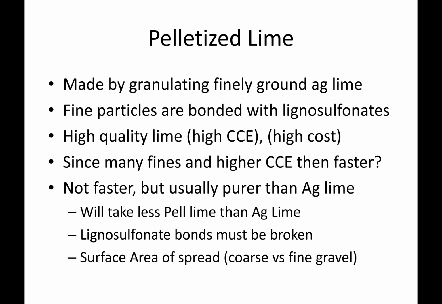Anytime you do any additional step in any manufacturing process, it has an additional cost associated with it. So it costs more than ag lime. I haven't priced it lately, but I did a couple years ago. And when ag lime was going for $15 to $20 a ton, the pelletized lime was going for about $300 a ton. So easily a tenfold difference.